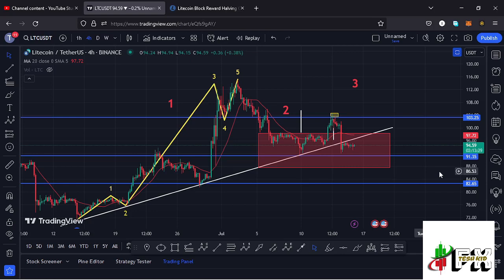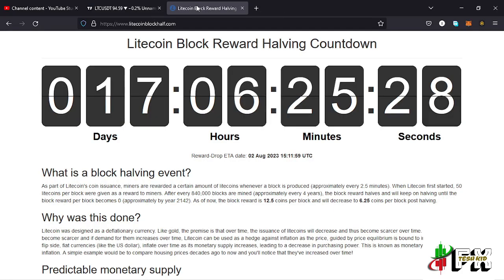And before I get into the technical analysis, allow me first to start with the fundamental analysis, where you can see that we now have 17 days, 6 hours, and 25 minutes at the time of this recording to the next Litecoin halving event. And as a result of this event, I'm expecting a lot of volatility on the charts, and this is an event that we need to have in mind.